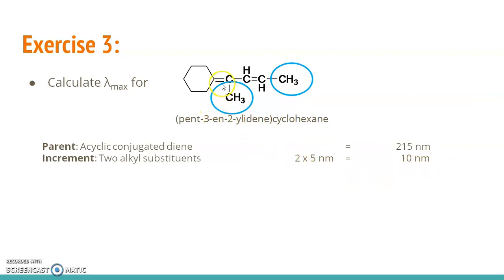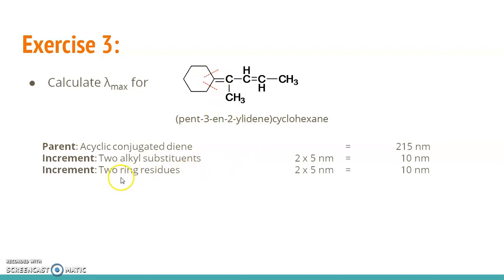As I have mentioned previously, if there is a carbon atom which is involved in the double bond, and that carbon atom is a part of a ring system, or if that carbon atom is having any single bonds which are part of a ring system, then we call them ring residues. So we have two ring residues here, so I should add them as increments, 5 nanometer each, so it is a total of 10 nanometers.